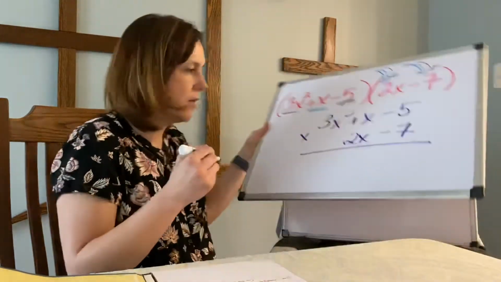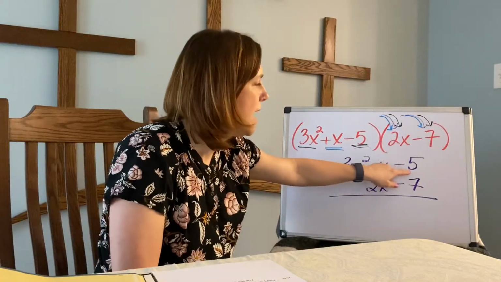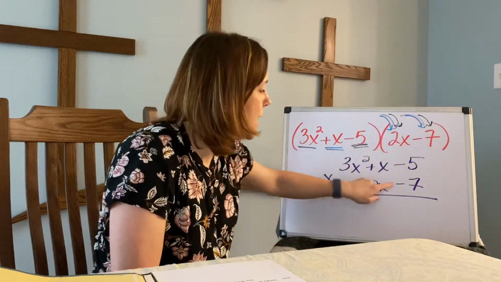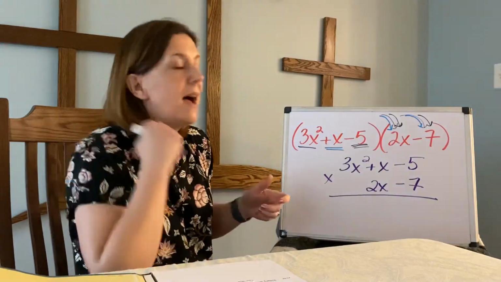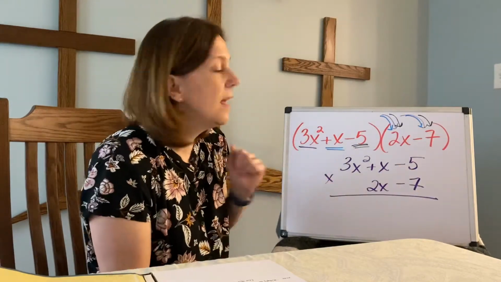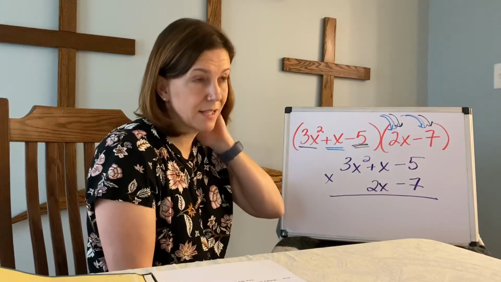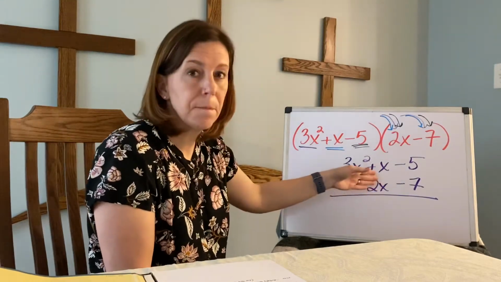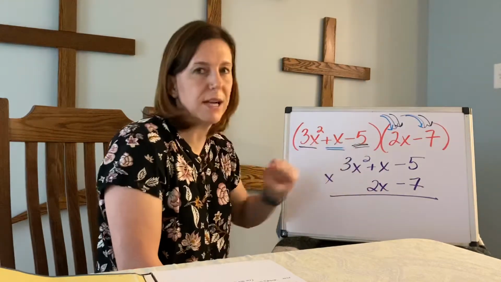There we go. There you see it written vertically. I have 3x squared plus x minus 5 multiplied by 2x minus 7. Notice that everything is flush to the right side, and each of these things is lined up. Now, that does not mean they're lined up by power. Coincidentally, they are this time, but that is not necessary. Just all the way to the right.